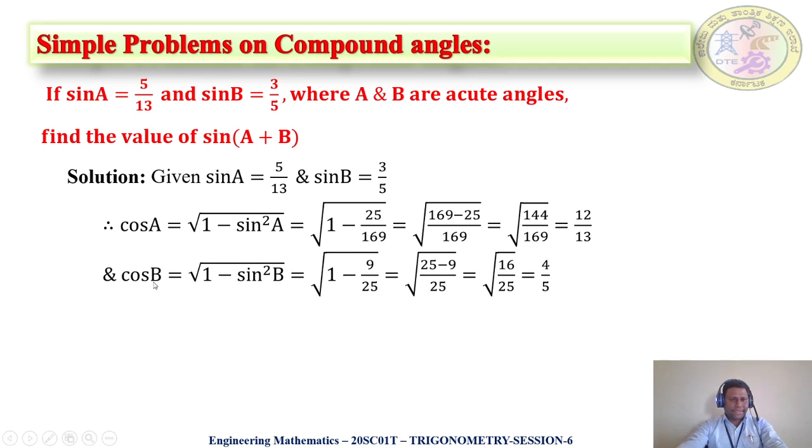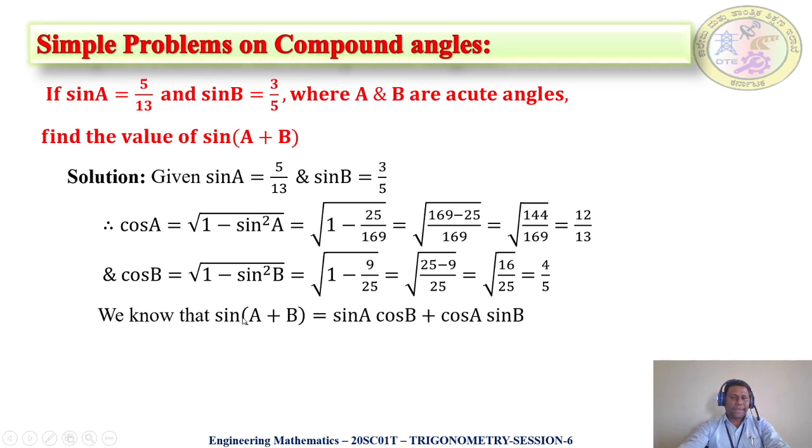Now we have to find cos B in the similar way. Cos B equal to root of 1 minus sin square B, that is root of 1 minus, sin B is 3 by 5. If you make the square here, 3 square is 9 and 5 square is 25. So if you take LCM, 25 will be the LCM. 25 into 1 is 25 minus 9 whole divided by 25. So 25 minus 9 is 16 whole divided by 25. So you get the answer, root of 16 is 4, root of 25 is 5. Therefore, cos A is 12 by 13, cos B is 4 by 5.